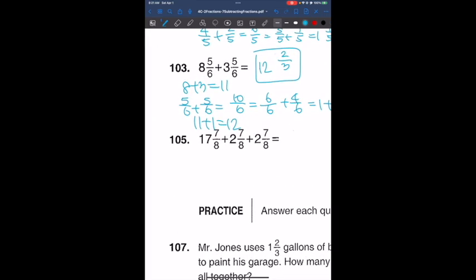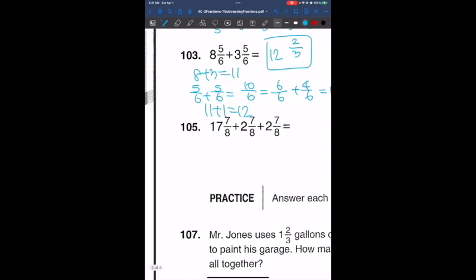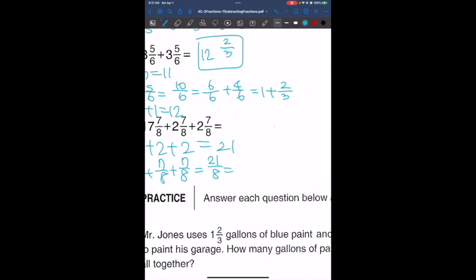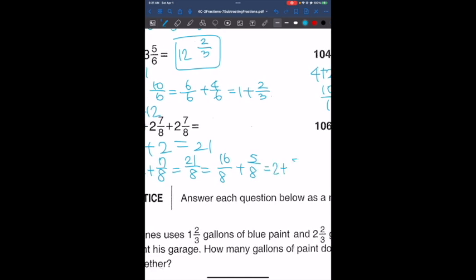Then for problem 105, we have 5 fractions. So we're first going to add the whole numbers together. So that gives us 21. Then we're going to add the fractions together. That's going to be 21 over 8. And so that is going to be 16 over 8 plus 5 over 8, which is 2 plus 5 over 8. So adding the whole numbers together, we have 23. So it's going to be 23 and 5 over 8.